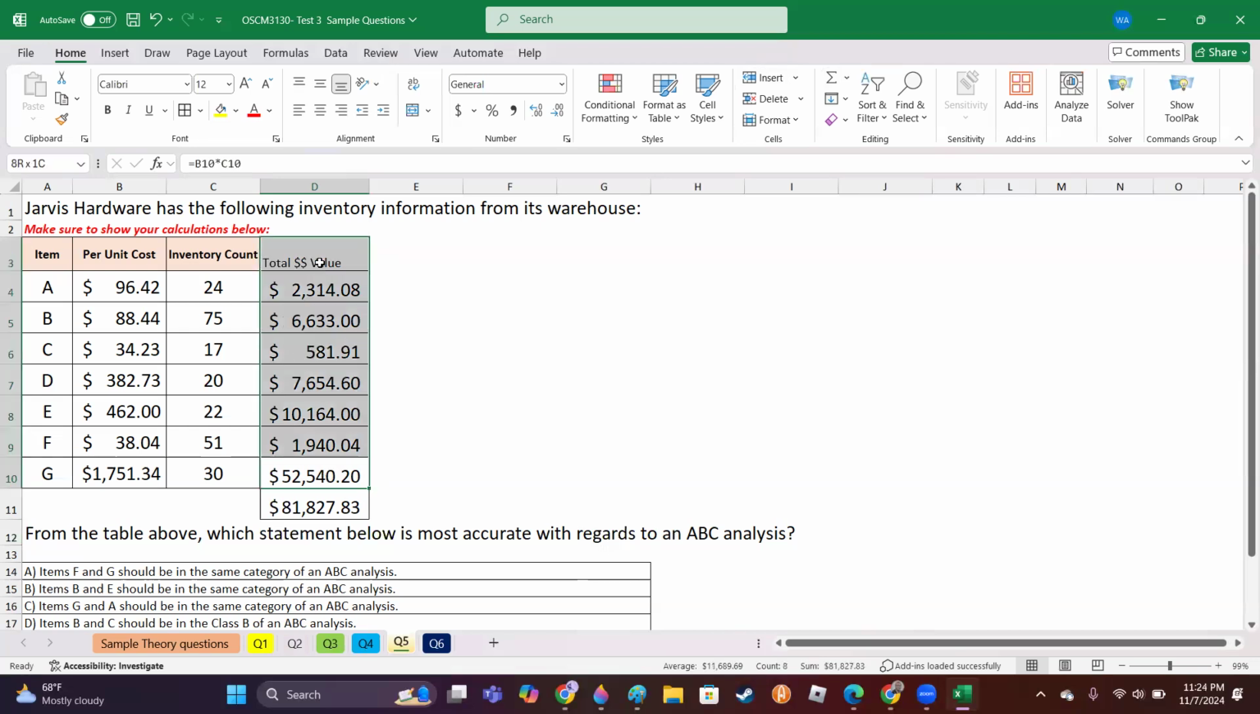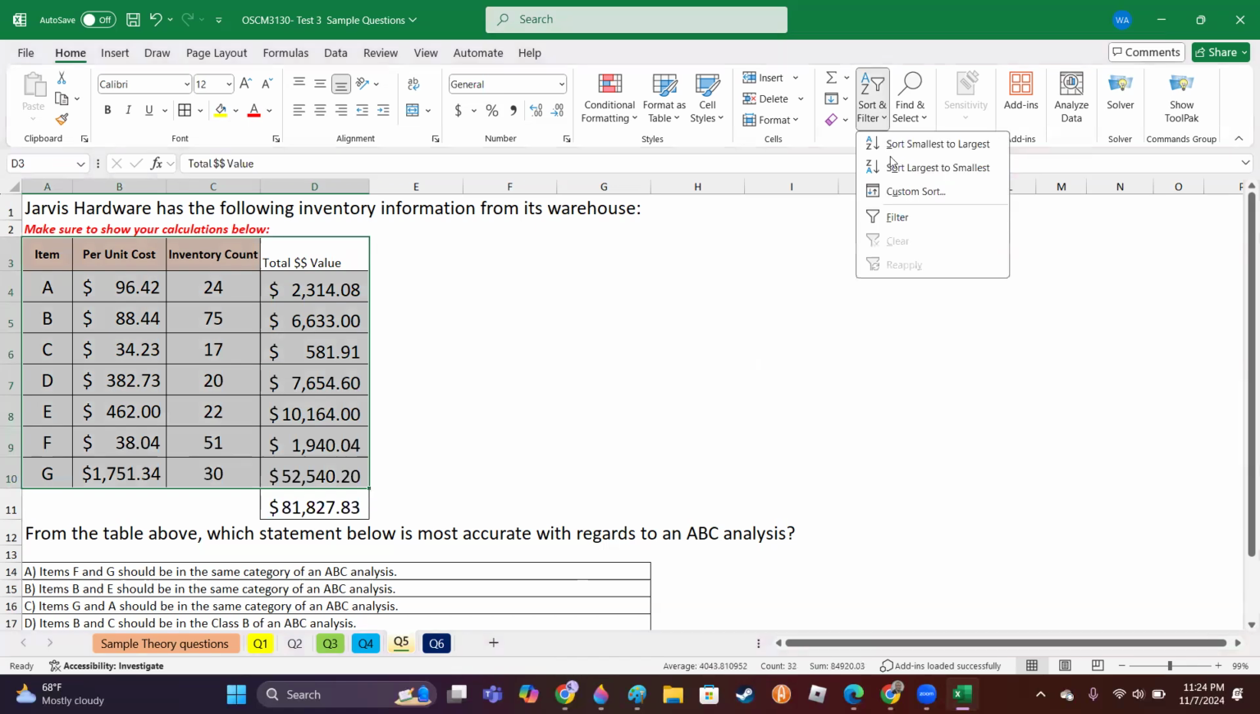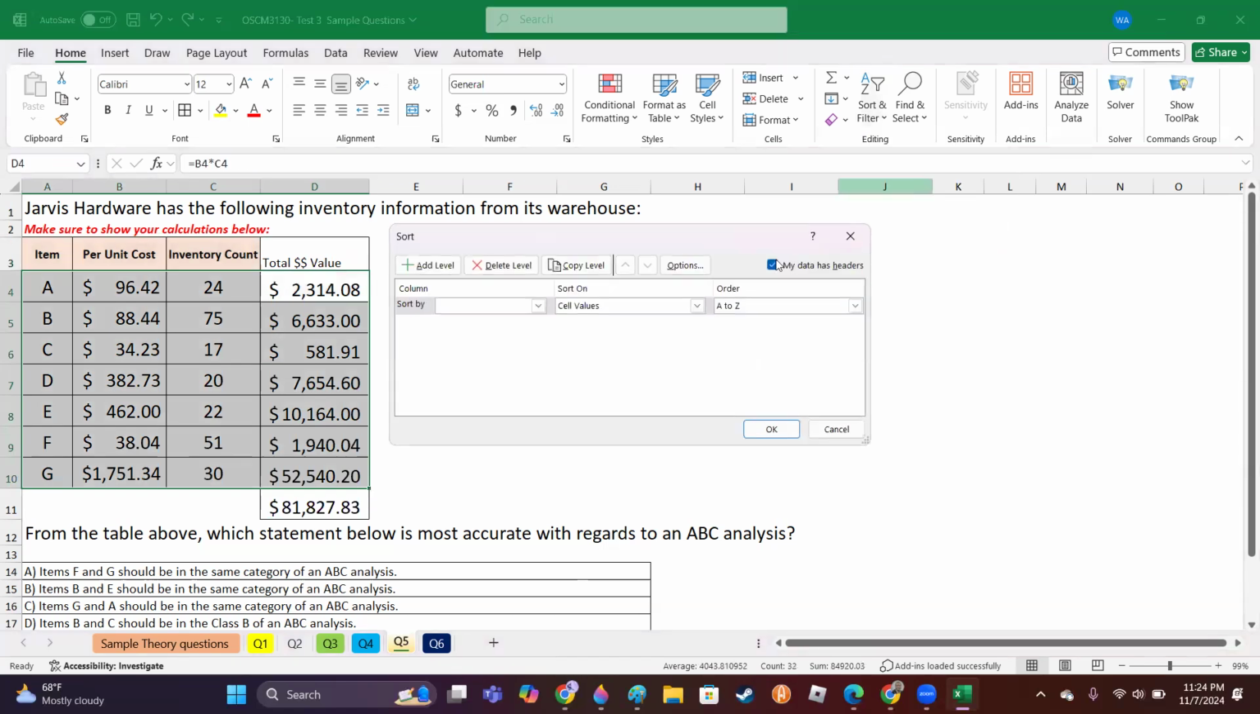And now one thing that I need to do, just for simplicity, is sort my data on the basis of this column here, okay? So I want to sort and have the largest value, which I think is G, $52,540, be at the top. So let me go ahead and highlight all my data and sort. I'll do a custom sort, and I'm going to sort by total dollar value, largest to smallest.